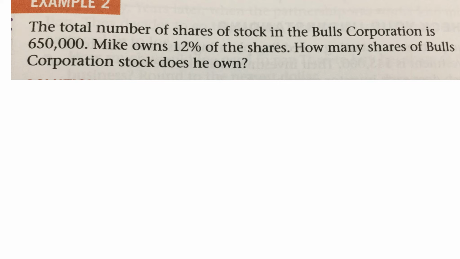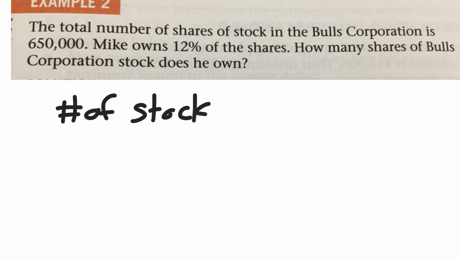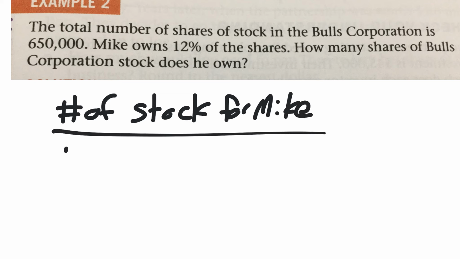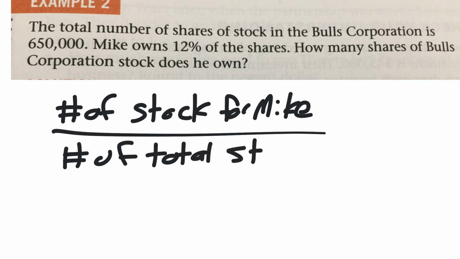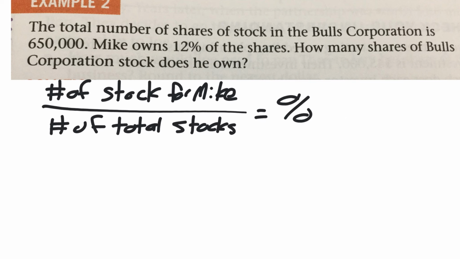We have the total number of shares of stock in the Bulls Corporation is 650,000. Mike owns 12% of the shares. How many shares of the Bulls Corporation stock does he own? So we set up a rate. It's the number of stocks that Mike owns divided by the number of total stocks. And that's going to be equal to the percent of shares that Mike owns. And don't forget, we have to convert that percent to a decimal.